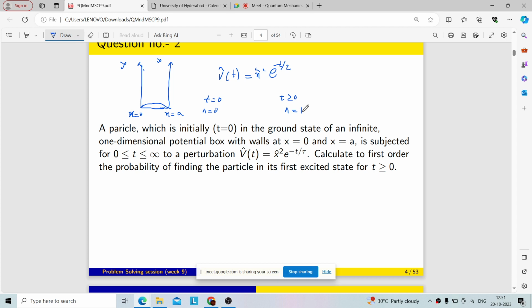So what do you have to calculate? We have to calculate the probability of this kind of transition. Any suggestions how to proceed?